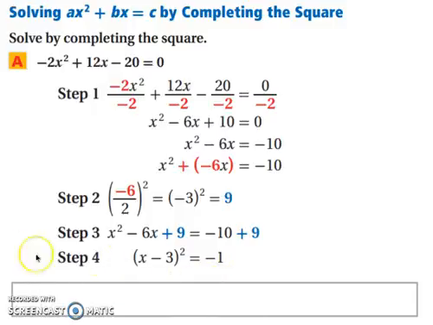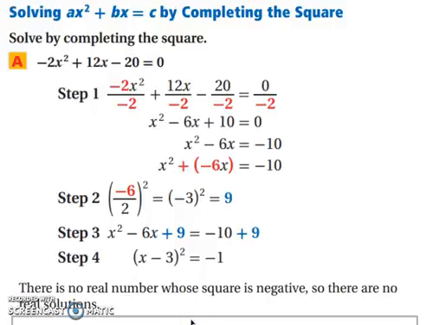However, you can't take the square root of a negative number and have a real solution. So you can stop there. There are no real solutions. So the only new piece when dealing with an a value that's not 1 is to divide everything by that a value to get rid of it.